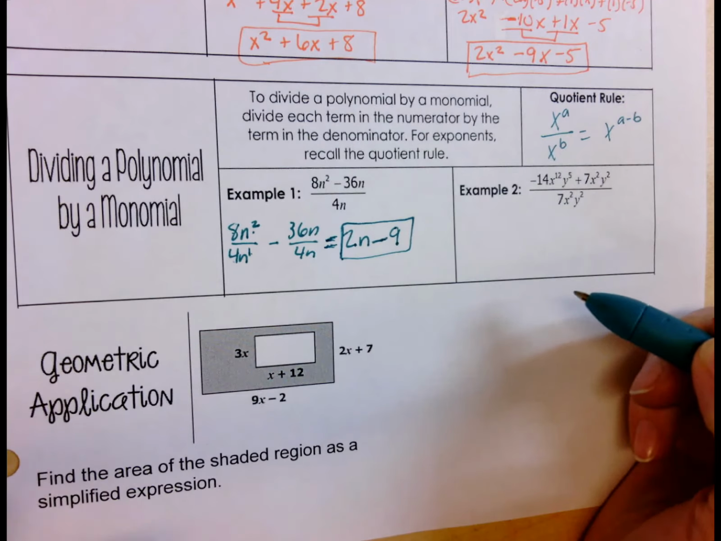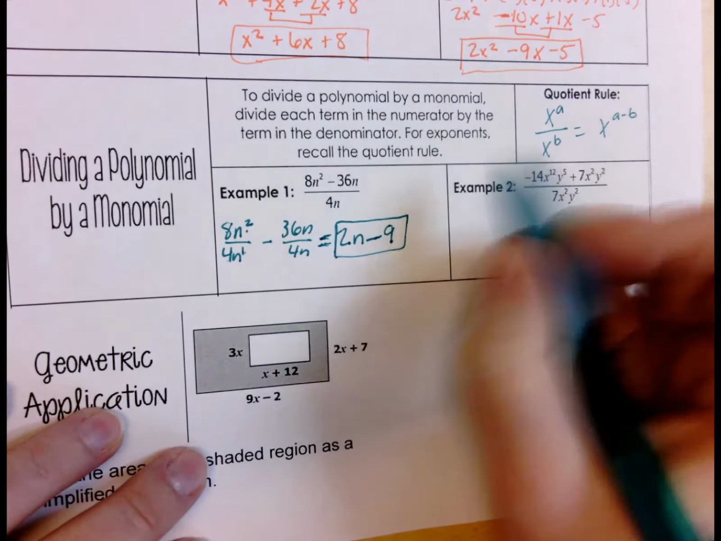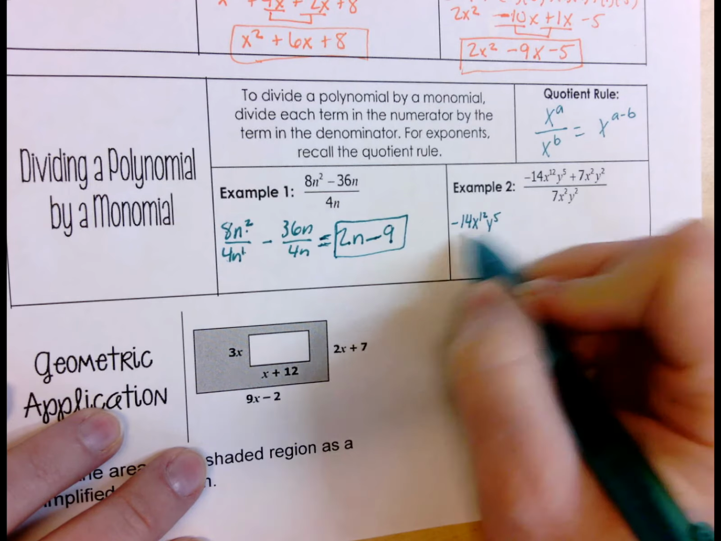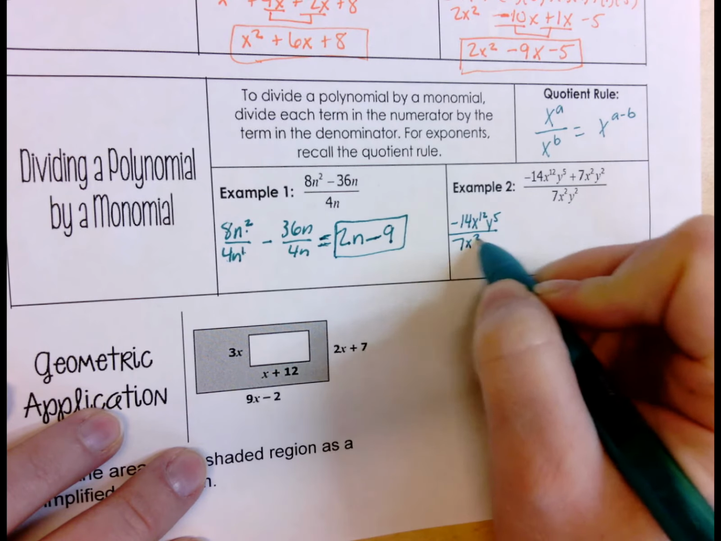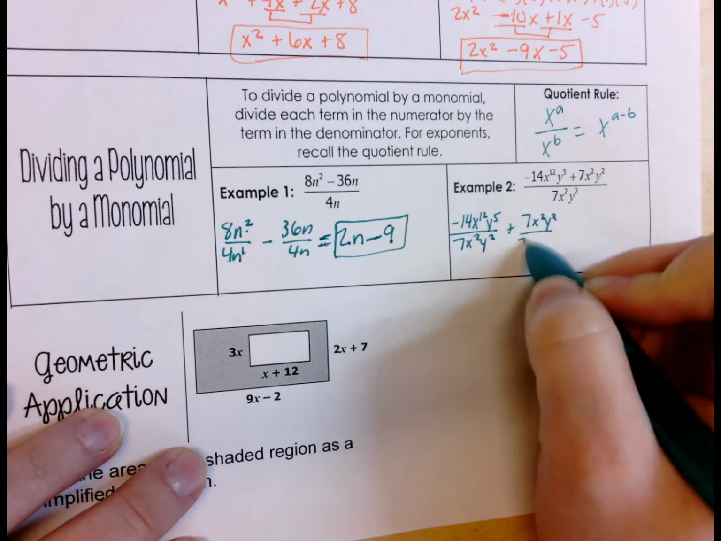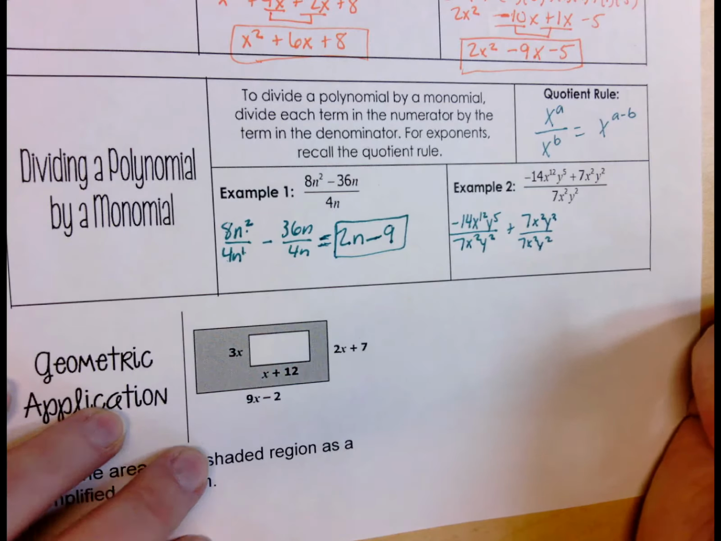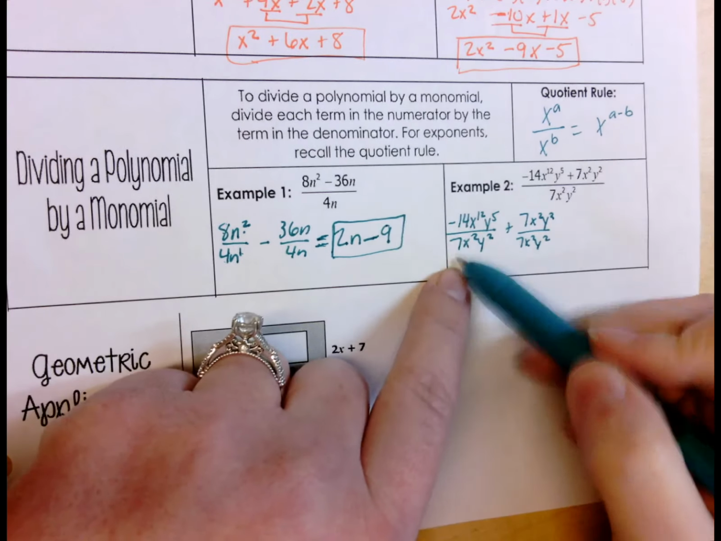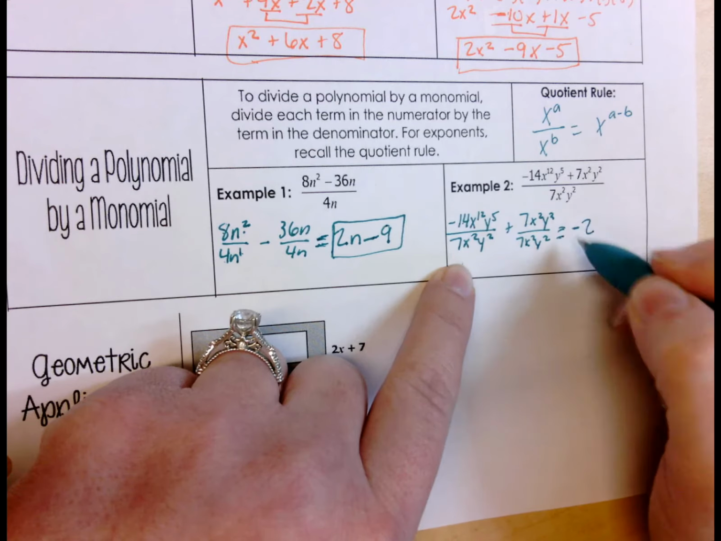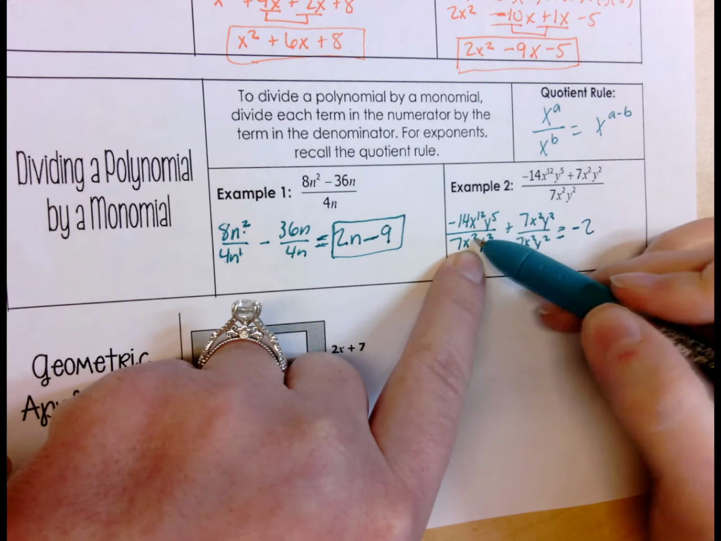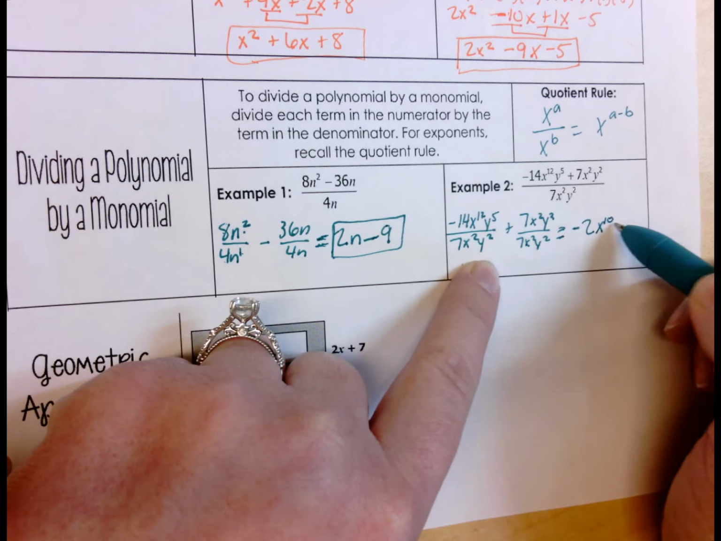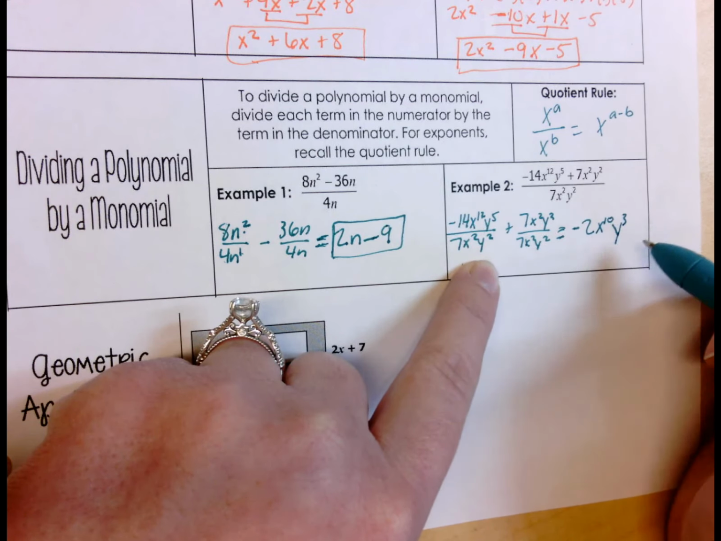Okay, so that's division. Here we would do the same thing, but we have a negative 14x to the 12th y to the 5th, and we're going to divide it by 7x squared y squared. And then we have a 7x squared y squared divided by 7x squared y squared. Okay, so here we're going to start by doing negative 14 divided by 7, which is negative 2. Then here we have a 12 and a 2. We're going to subtract that and get x to the 10th. And a 5 and a 2, we're going to subtract that and get y to the 3rd.